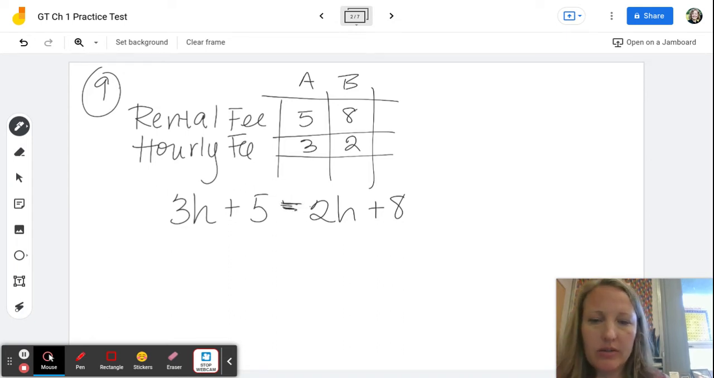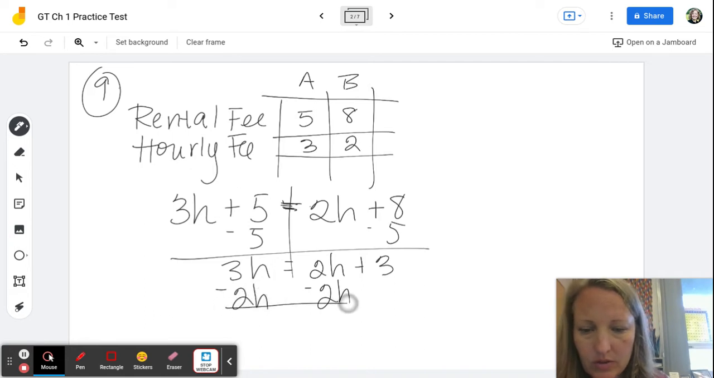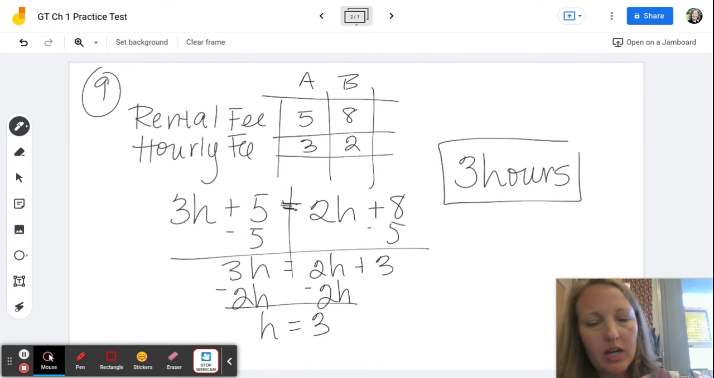So here, now that we've written it, we just want to solve it. So the hard part is figuring out which one changes, which one is more like a rate, and which one stays the same or is the constant. So once you've done that, you guys are really good at just solving. Okay. So we get 3h equals 2h plus 3 minus the 2h. So we get h equals 3. And that is after 3 hours. Those are going to have the same cost.